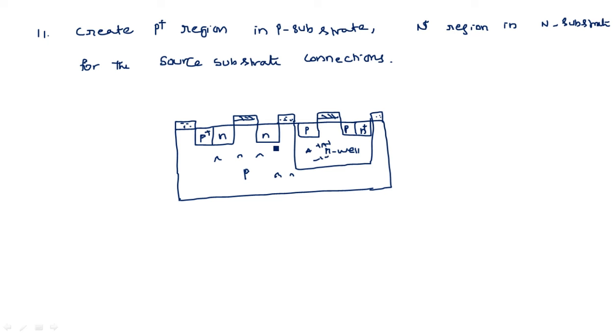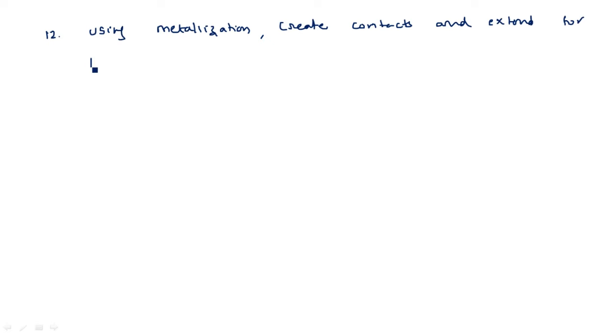So what else we need to do? Now we need to give metallization and then output connections. Okay, metallization, after that creating the contact cuts, later extending the contact wire like a copper or aluminum wire so that the source, drain and gate terminals are going to be created. Okay, I will write the statement and draw the final structure. See here. So using metallization, create contacts and extend for terminals.